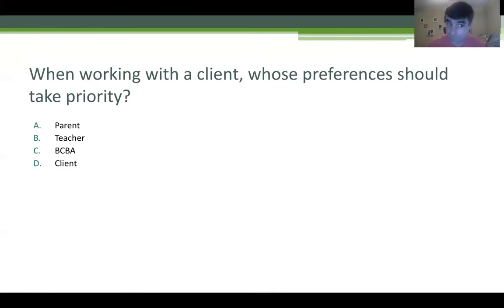The BCBAs. As a BCBA, my job is to guide you and guide the parent, make recommendations, and design treatments, but I have to do it within the confines of what's realistic, what's accepted, and what the family is willing to do. So there's got to be some give and take, and ultimately, if the parent says no, the parent says no. I'm not going to overrule the parent. If they are adamant about something, then that's what we're going to do.